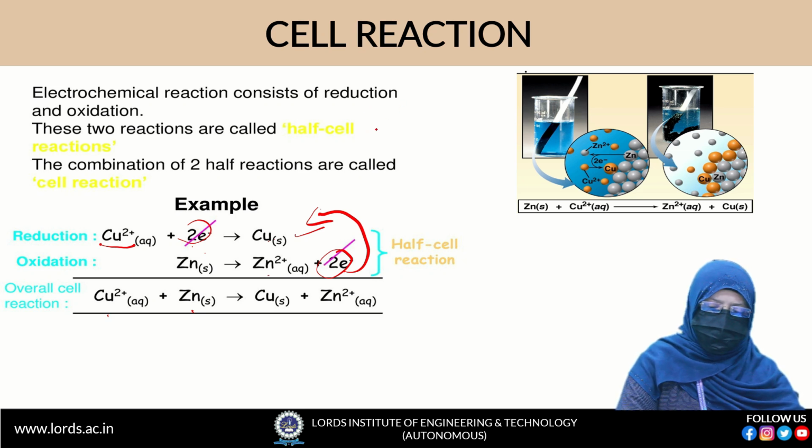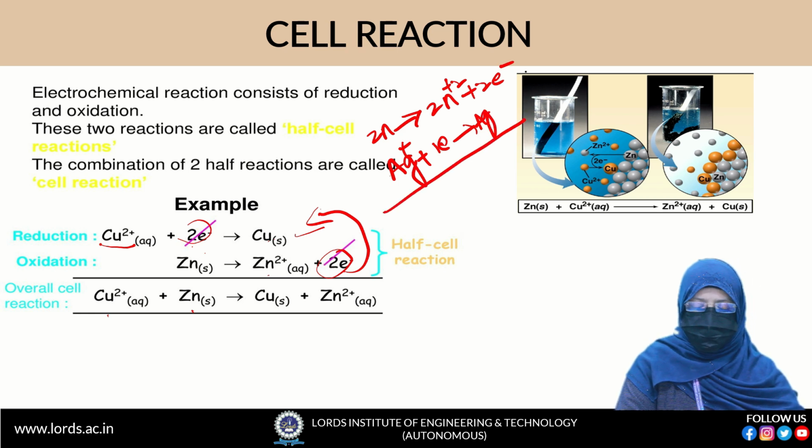zinc and silver, the anode reaction is zinc undergoing oxidation, it gives Zn plus 2, 2 electrons will be lost. Silver is taking 1 electron, Ag plus taking 1 electron and forming Ag. So then there is a difference in the electrons. Zinc is giving 2 electrons and silver is taking 1 electron. To balance this one, the second reaction is multiplied with 2.